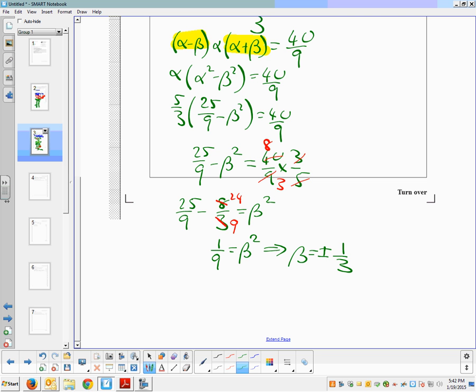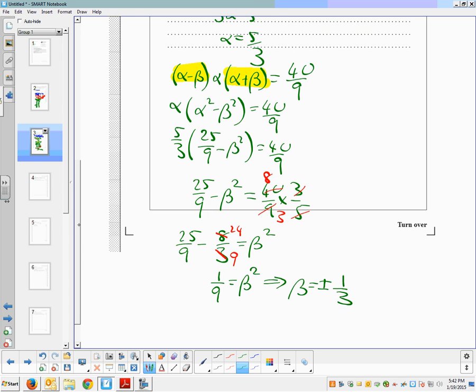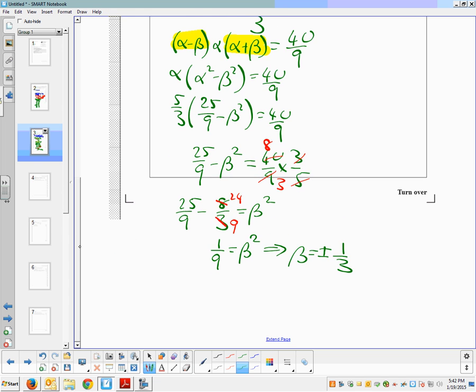But it doesn't really matter, because to get my 3 roots, I'm going to add beta and subtract beta. So if I add 1/3 and take away 1/3 from alpha to get my 3 roots, it'll be the same as if I take away a -1/3 and add a -1/3. So I'm just going to, without loss of generality, choose beta to be positive.